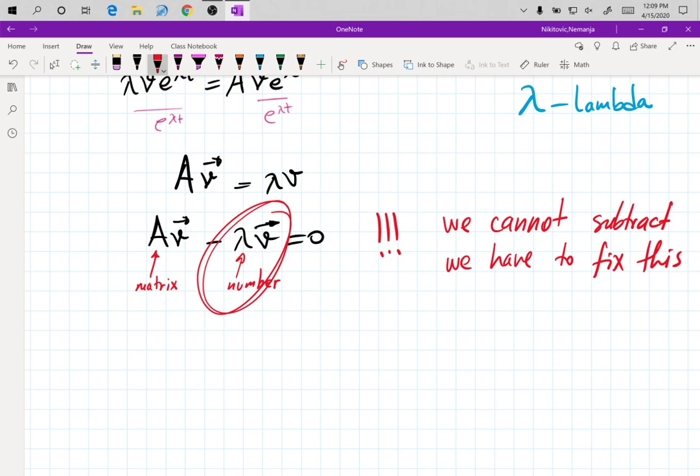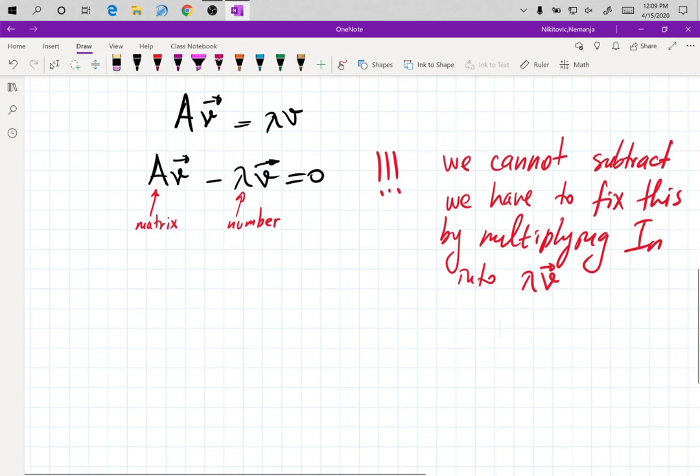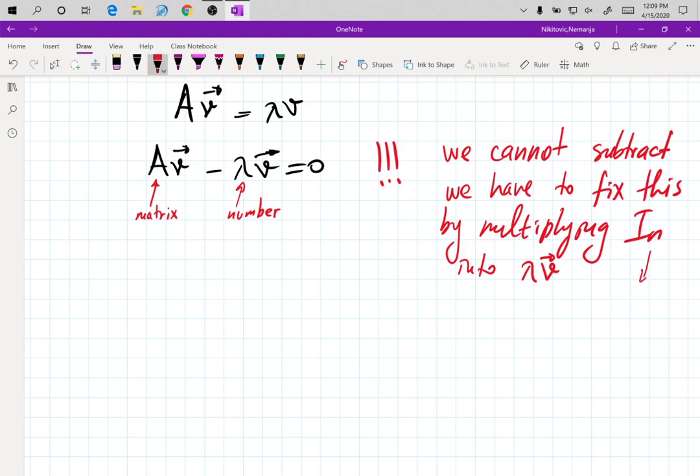So we have to fix this by multiplying I_n into the lambda v term. Right, that's what we have to do. So I'll just say it matches the order of A. That should be enough.